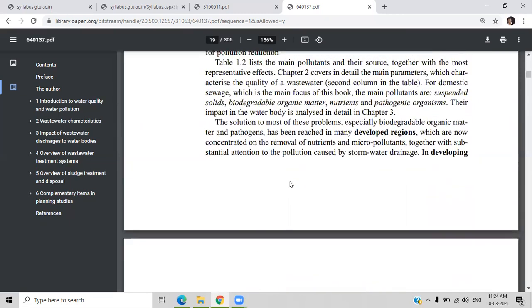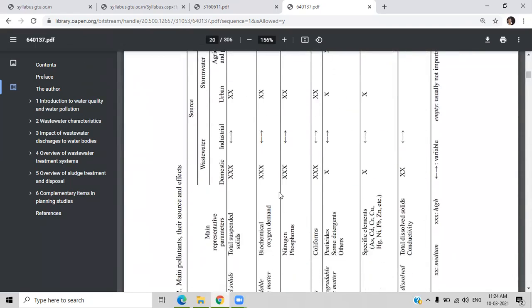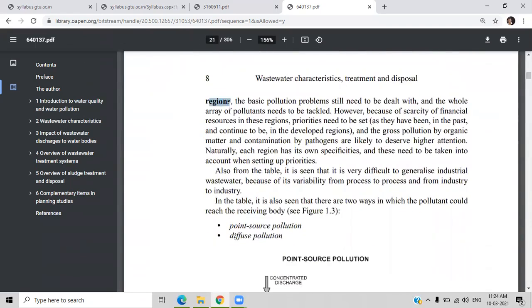The solution of most of these problems, especially biodegradable organic matter and pathogens, has been reached in many developed regions, which are now concentrating on the removal of nutrients and micropollutants, together with substantial attention to the pollution caused by stormwater drainage. In the developing regions, the basic pollution problems still need to be dealt with and the whole array of pollutants needs to be tackled. However, because of the scarcity of financial resources in these regions, priorities need to be set, and gross pollution by organic matter and contamination by pathogens are likely to deserve higher attention.